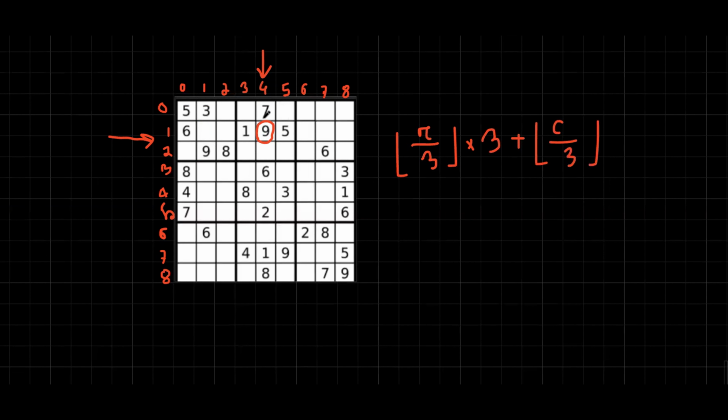Now let's determine which box this value 9 belongs to. Here, for the 9, the row value is 1, and 1 divided by 3, rounded down, multiplied by 3, plus the corresponding column, which is 4, so 4 divided by 3. Now round it down. So here it will be 0 multiplied by 3, which is 0, and 4 divided by 3, which will be 1.